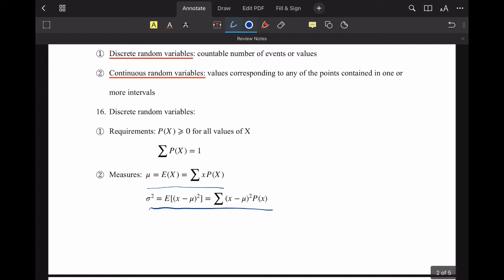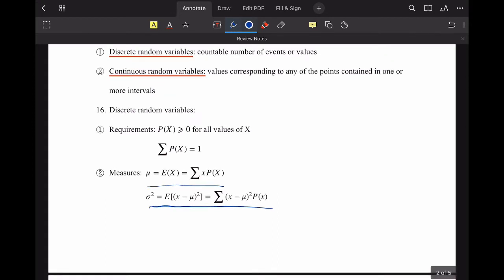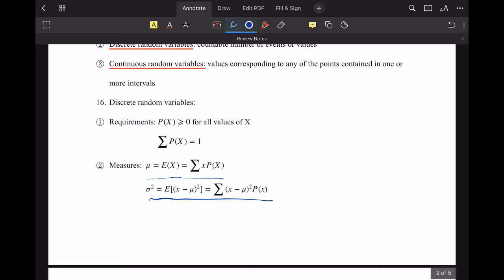If you look at these two functions, we have learned binomial distribution, hypergeometric, and Poisson distribution, right? And no matter what kind of distribution we're dealing with, as long as it is a discrete random variable, its mean, standard deviation and variance can be calculated based on these two formulas. So these two formulas are universal. They're applicable to any kind of discrete random variable.